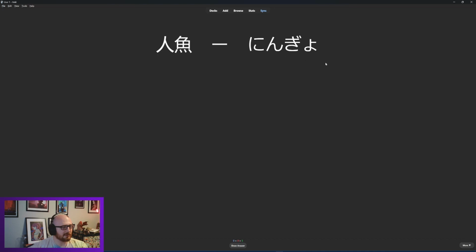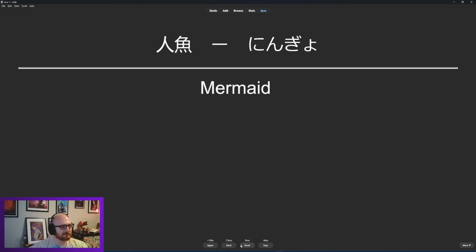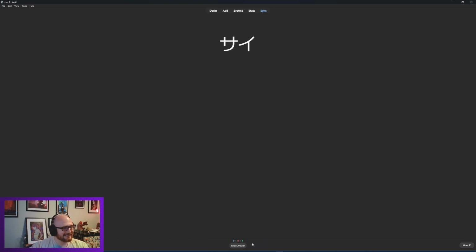Okay. So here we have Ningyo. This is my favorite animal. It's a mermaid. You can see we have person right here. This was a fun one that Kit recommended because we had goldfish, which was Kingyo, and now we have Ningyo, which is person fish. So this is fish right here, by the way. That is what that kanji is. So this is person fish, mermaid. It makes sense, right? I love it.